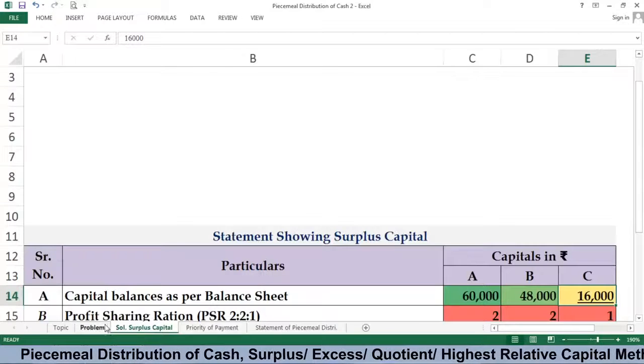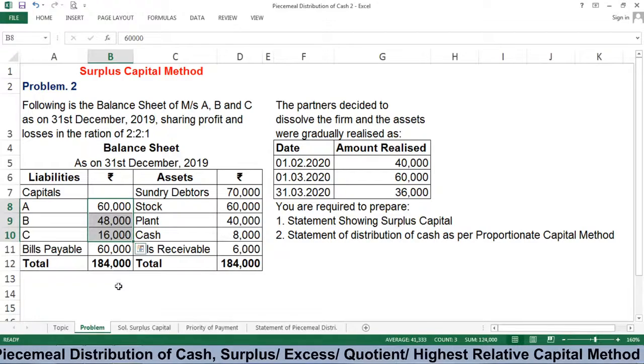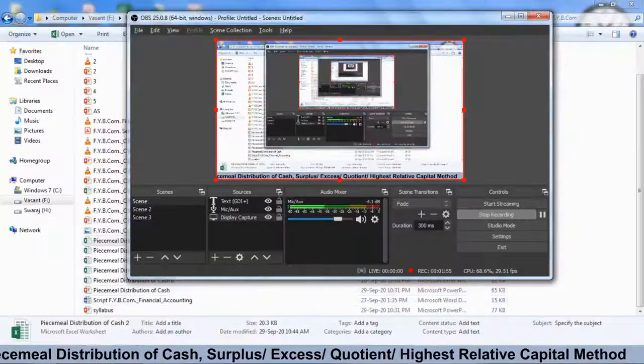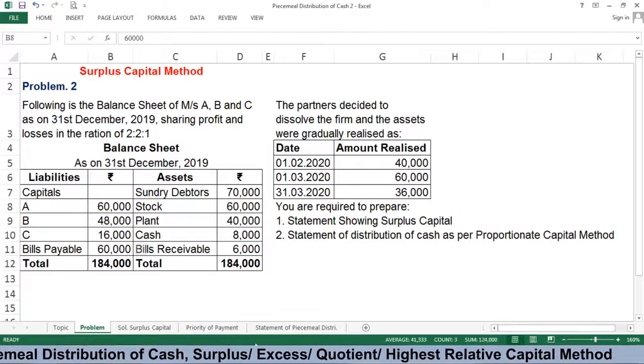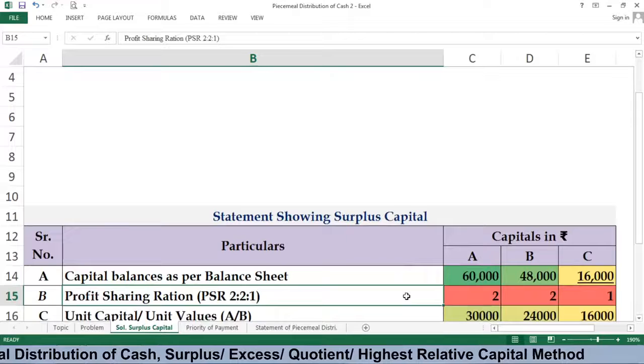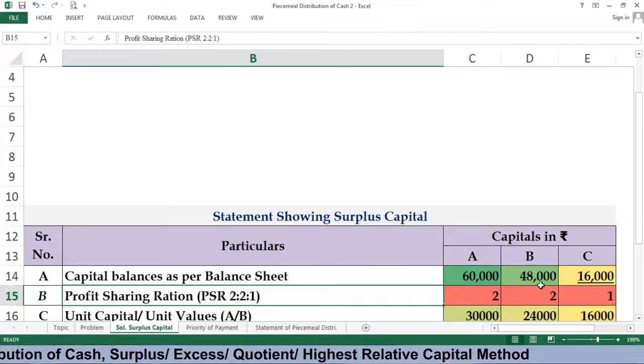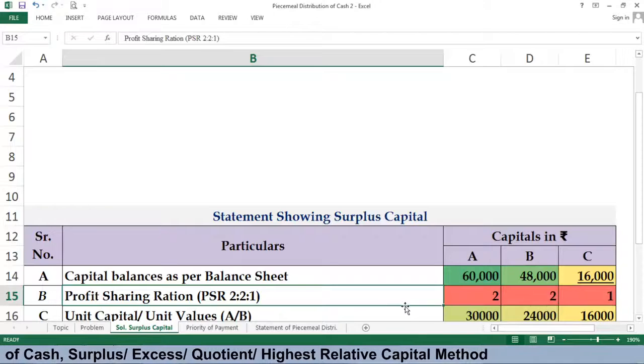After that, you have to mention the ratio. Here the ratio of these three partners is given as 2:2:1. So the ratio we put here is the profit sharing ratio. After that, we have to calculate unit capital. Unit capital means what? If Mr. A has given rupees 60,000 for a share of 2, B has given rupees 48,000 capital for a share of 2, and C has given 16,000 for a share of 1. That means for a single unit, how much amount they give.